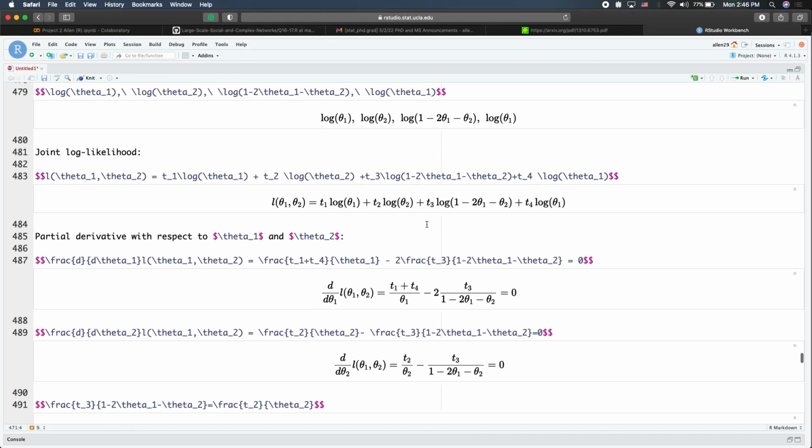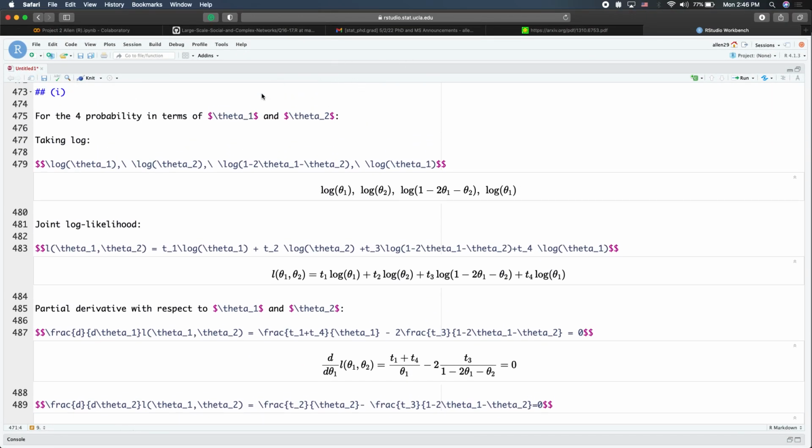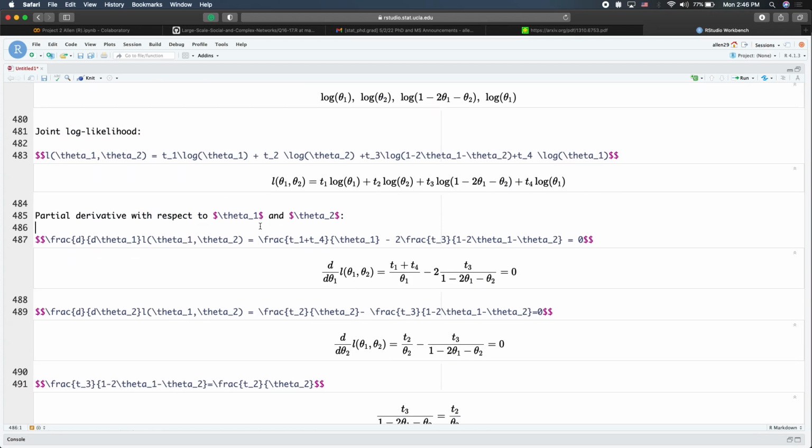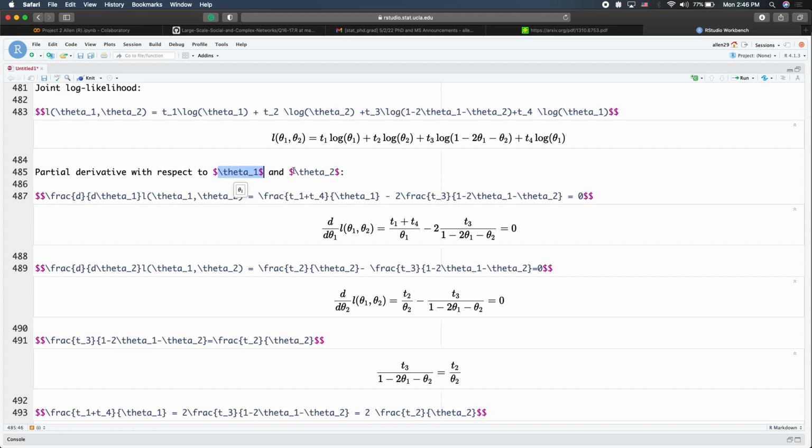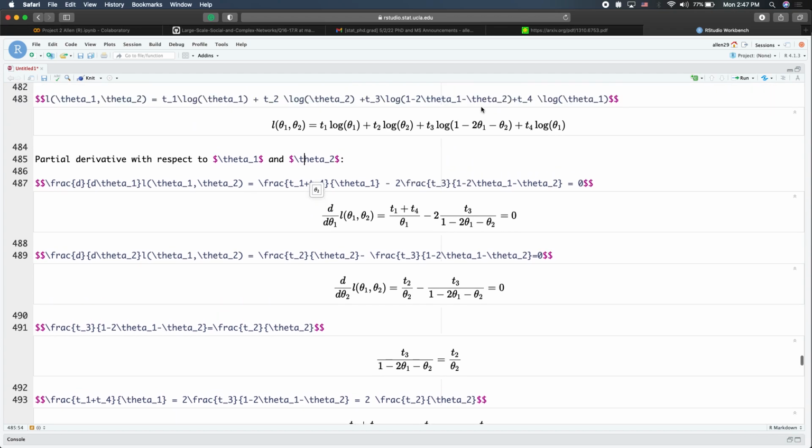Again, same construction. For probability, take the log. So we construct the joint log likelihood: the counts multiplied by each of the components. Then take the partial derivative individually for theta 1 and theta 2. So this is our log likelihood. Take the derivative with respect to theta 1, set it equal to 0. And another derivative with respect to theta 2, set it equal to 0.